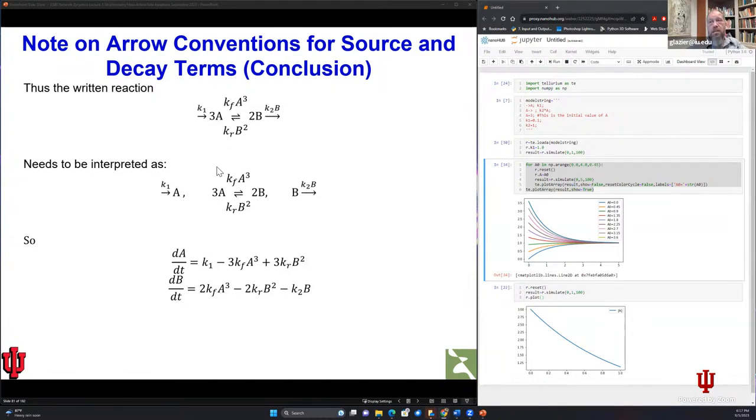The thing that's not consistent from this diagram at the beginning is that the production of A, you would expect to be 3 times K1, but it's not, it's just K1. And the decay, K2B, you'd expect it to be 2 times K2B, but it's just K2B. And so that's something you have to get used to.